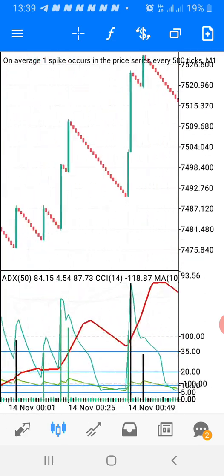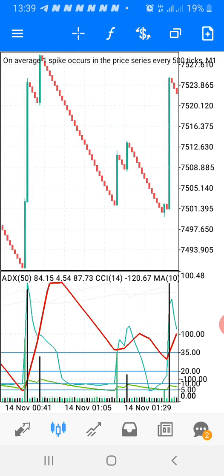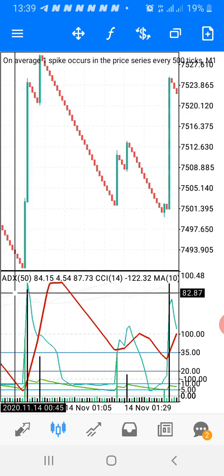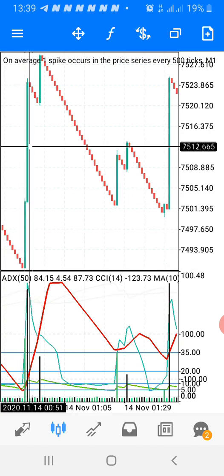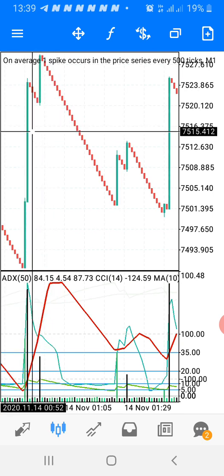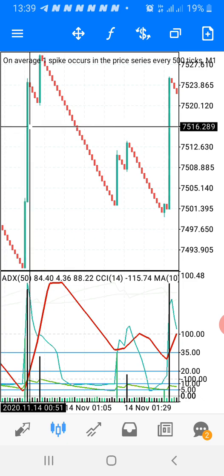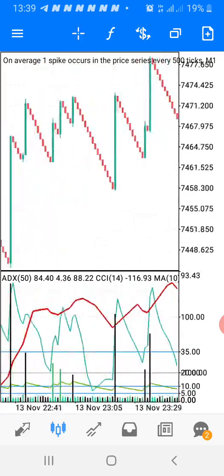Something to note is that you don't need to enter the market every time you see a spike. Make sure it is accurate. That is, it is at the oversold or at the overbought level. That is for Crash 500. Make sure it's at the oversold for Boom 500. You enter this trade here, and then a spike. You see how it works. It spiked. The immediate next spike was a buy as well. So this strategy works well.